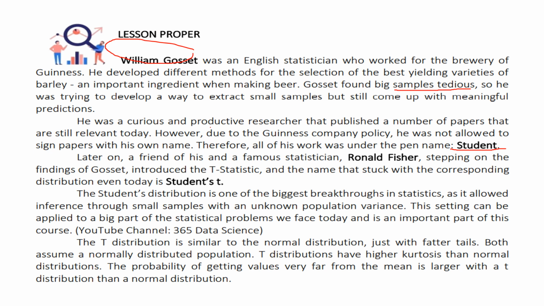Later on, a friend of his and a famous statistician, Ronald Fisher, stepping on the findings of Gosset, introduced the t statistic, and the name that stuck with the corresponding distribution even today is Student's t. The Student's t distribution is one of the biggest breakthroughs in statistics, as it allows inference through small samples with an unknown population variance. So this setting can be applied to a big part of the statistical problems we face today and is an important part of this course.